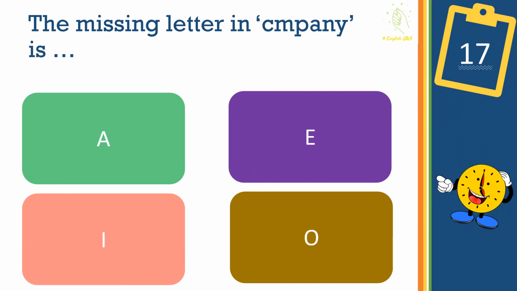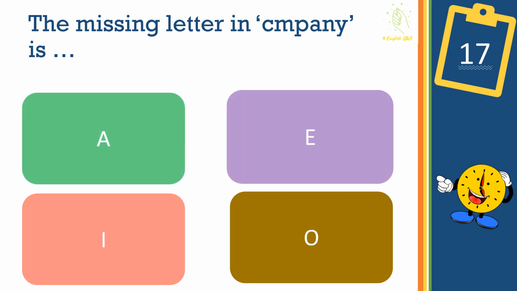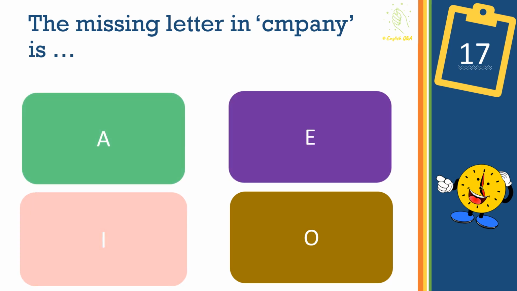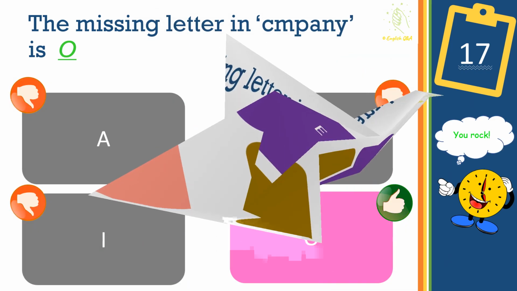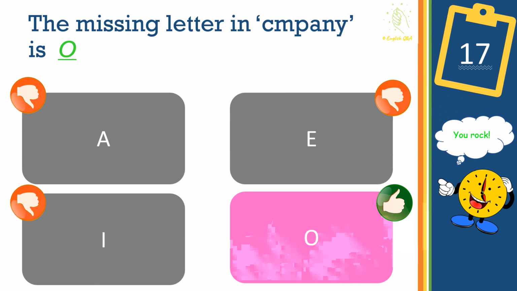Question 17. The missing letter in cmpany is dash. Here are the options. A. E. I. O. Correct option is O. The missing letter in company is O.